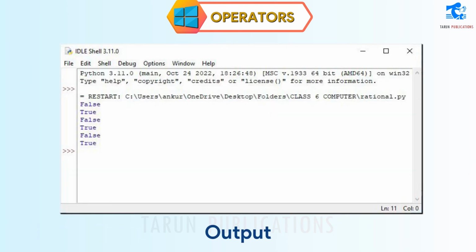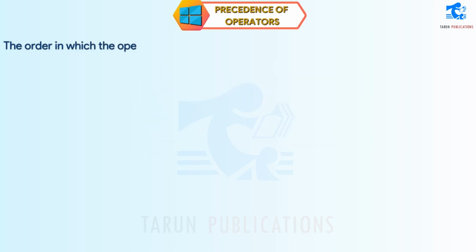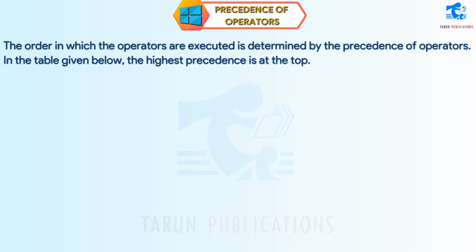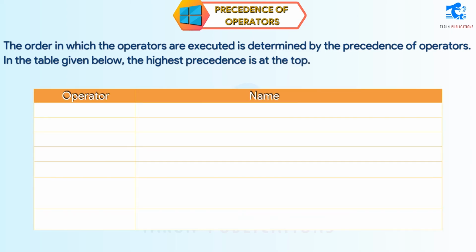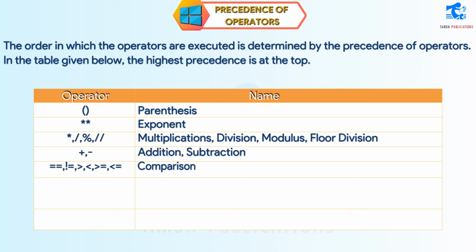Code, output. Precedence of operators. The order in which the operators are executed is determined by the precedence of operators. In the table given below, the highest precedence is at the top. Operator, name: parenthesis; exponent; multiplication, division, modulus, floor division; addition, subtraction; comparison; assignment; logical.